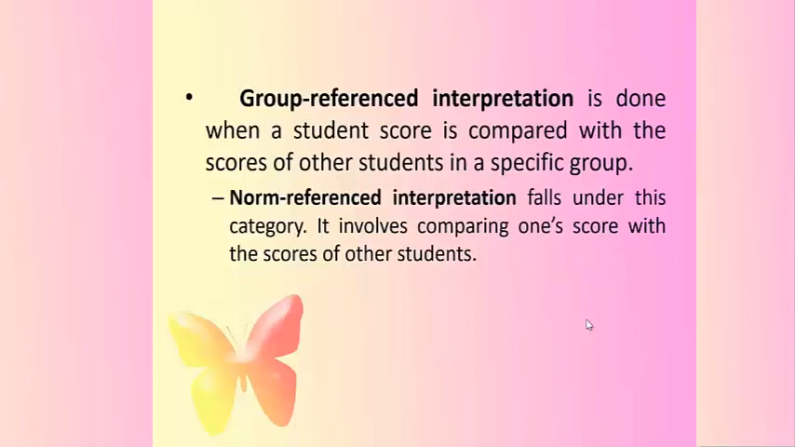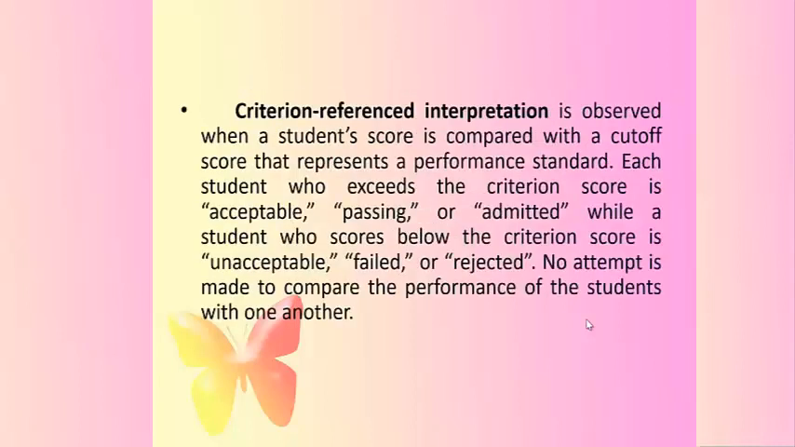Group reference interpretation is done when a student's score is compared with the scores of other students in a specific group. So norm reference interpretation falls under this category. This involves comparing one's score with the scores of other students. Criterion reference interpretation is observed when a student's score is compared with a cut-off score that represents a performance standard. Students who exceed the criterion score are acceptable, passing, or admitted, while a student who scores below the criterion score is unacceptable, failed, or rejected. No attempt is made to compare the performance of the students with one another. So this is criterion reference interpretation.